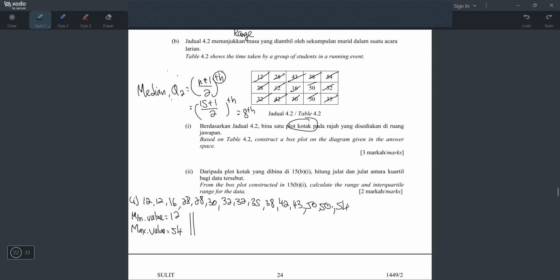So let's count 8 position. 1, 2, 3, 4, 5, 6, 7, 8, and then bulatkan. So now you know your Q2 already. Your Q2 is 32. Okay, of course, some students, they don't want to do like that. They want to use their tangan to potong, and then potong. Can also, you will get the same answer, right?